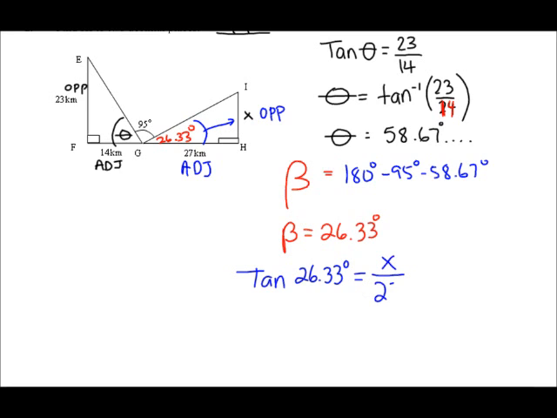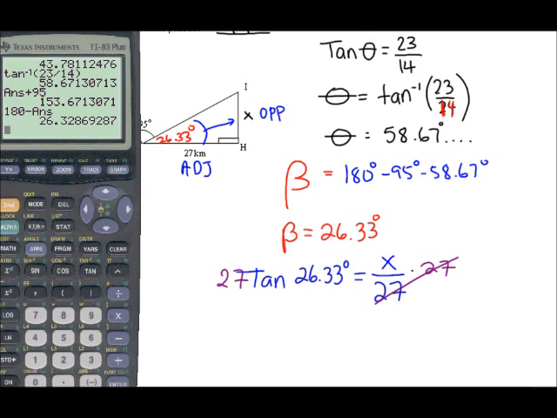X over 27. So when X is on top, we're going to multiply both sides by 27. This is a multiplication. Easy peasy, right? Lemon squeezy. So instead of typing this all out, I go 27 tan, and then second answer, instead of typing out that full angle again. Oh, I love this calculator. So much better than those old school ones. Okay, so how many decimal places? 2, 13.36.